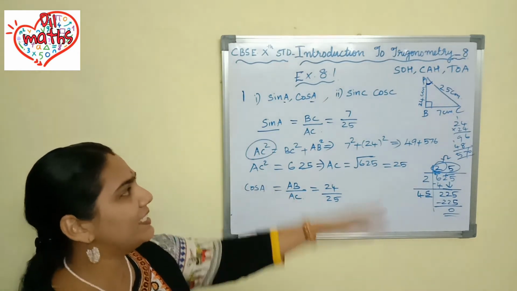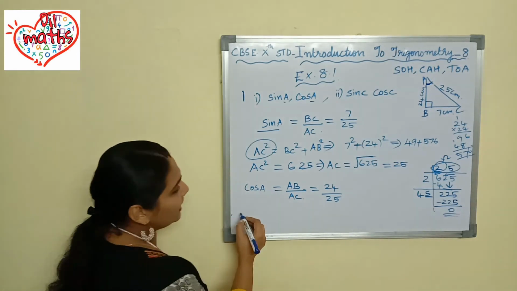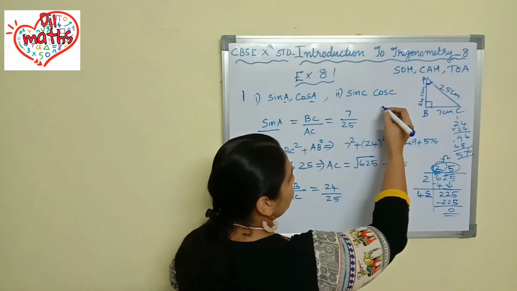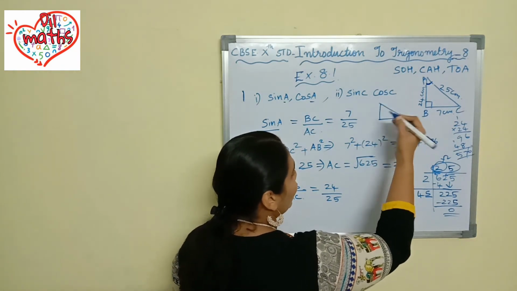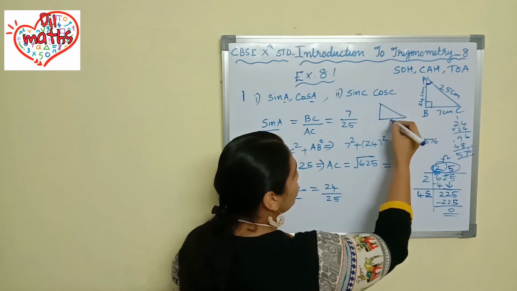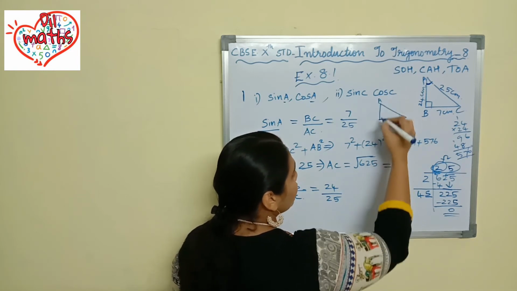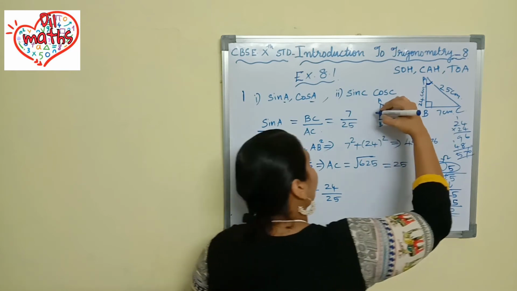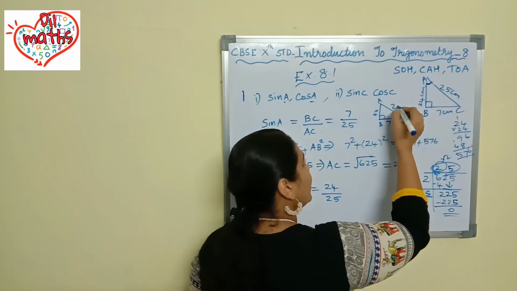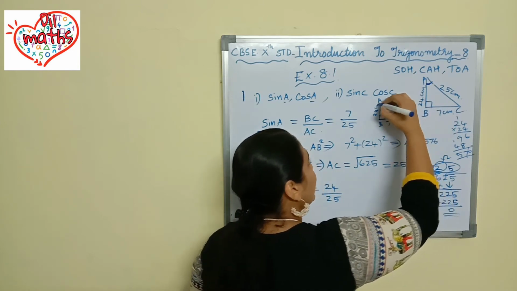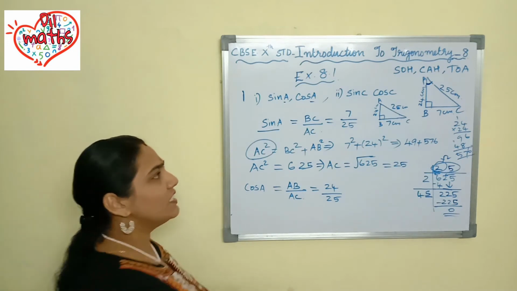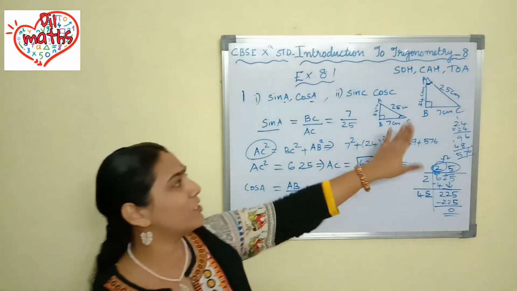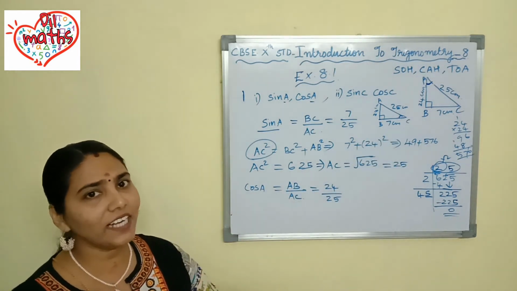Next we should find out sin C and cos C. For that what we should do? We should change the angle, isn't it? So I am going to draw a small triangle here: A, B, C. This is the angle B. 7 centimeter, 24 centimeter and 25 centimeter. Now here we are considering angle C. According to that we should write, with respect to C only, sin C and cos C.